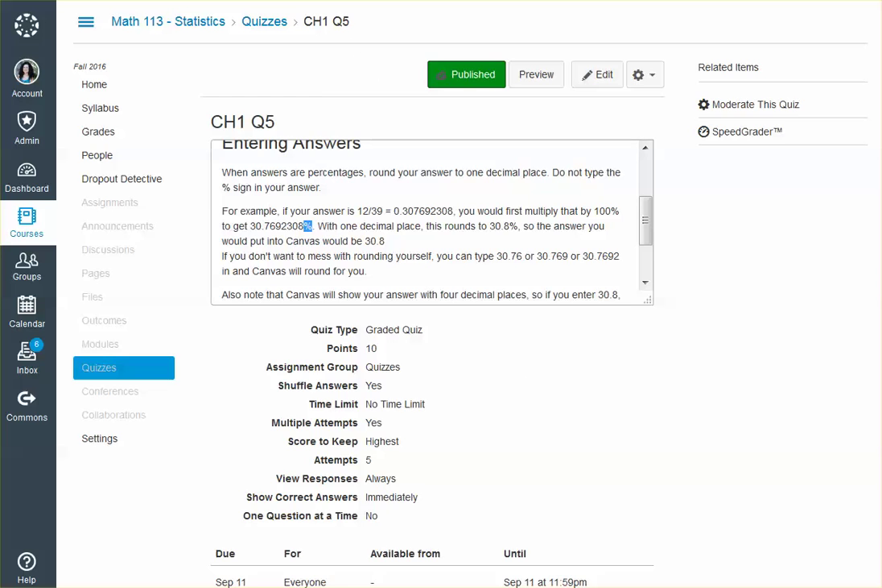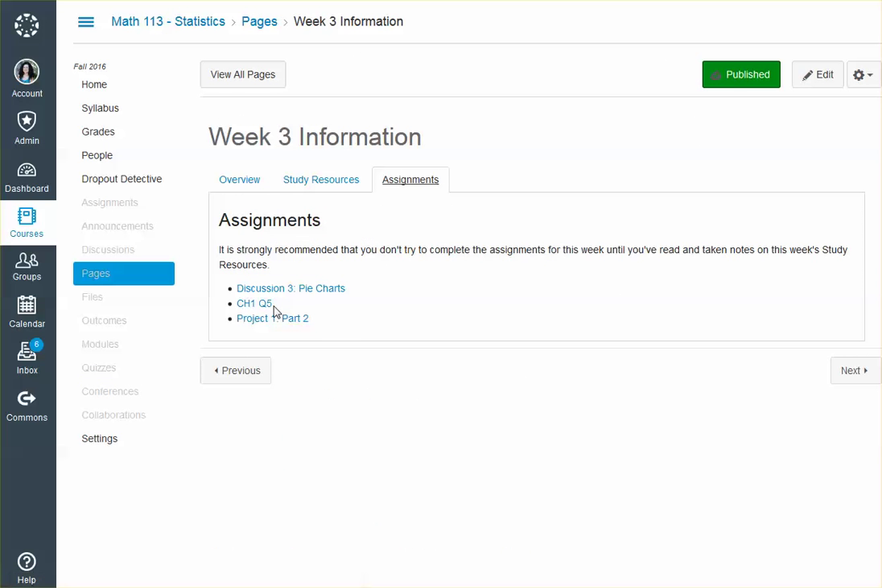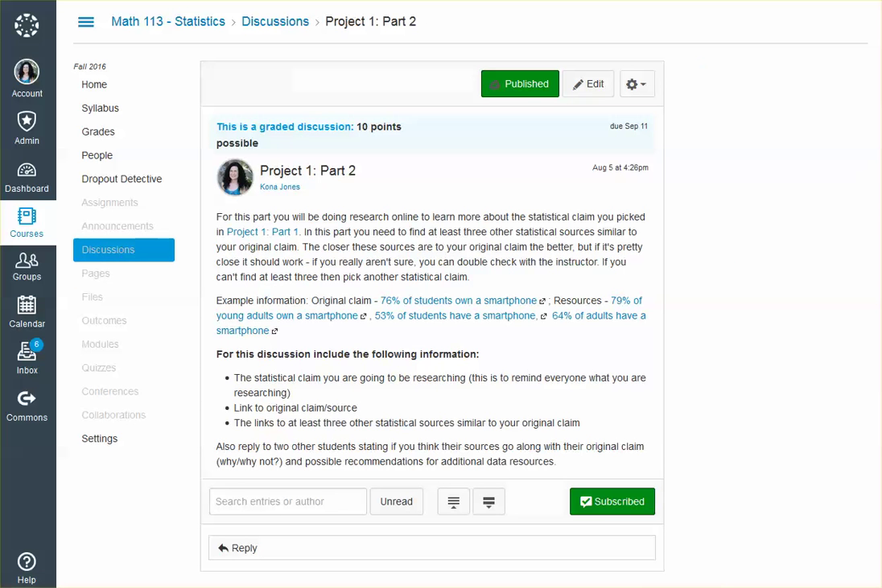So we've got pie charts, chapter 1 quiz 5, and then our project 1, part 2. For this one, you're going to be finding at least 3 other statistical sources similar to your original claim that you found from last week. That's what you did last week, and now this week, you're going to find 3 additional sources that will help back up what you found. So here's an example of an original claim, and then here are my resources, and then here's what you should be discussing in regards to what you found, and then replying to other students about what they found.